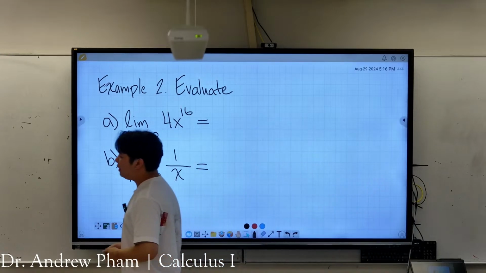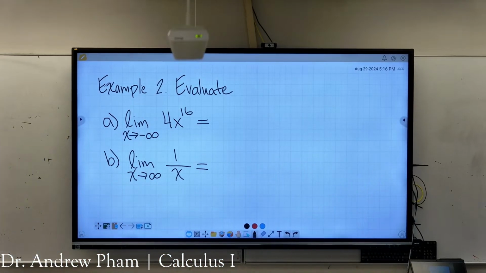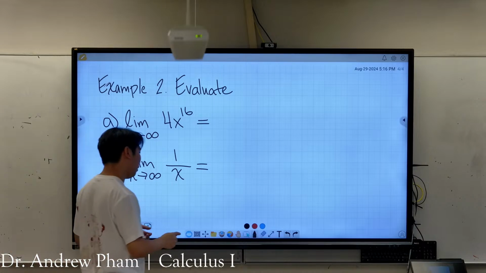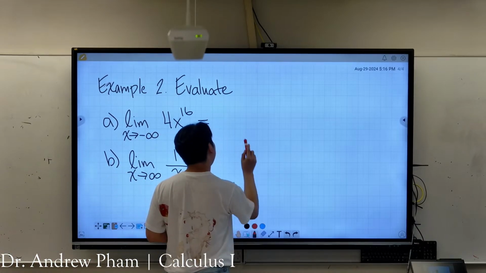So without even thinking about the graph, I should be able to evaluate these. Let's start with part A. The limit as x approaches negative infinity of 4x to the 16th power. Do we have any guesses about what can I even do here, or what my answer might be? Positive infinity. Let me write that first. Where are you getting positive infinity from?